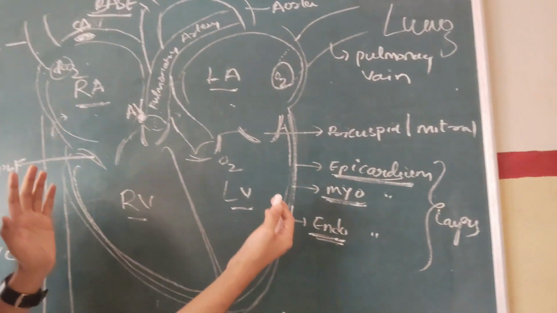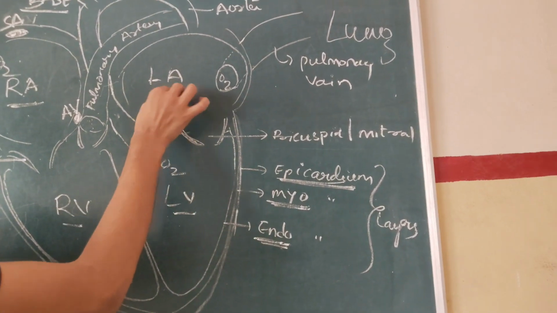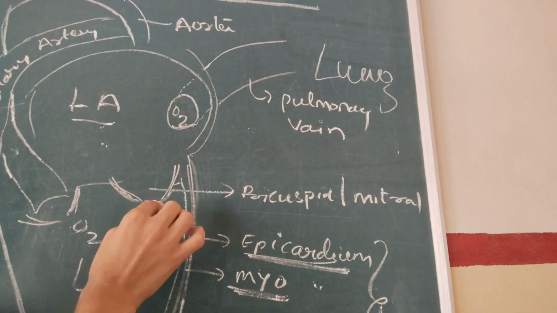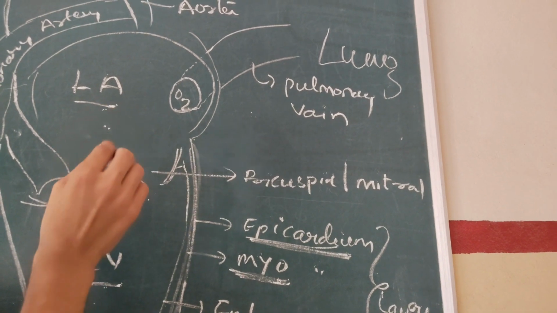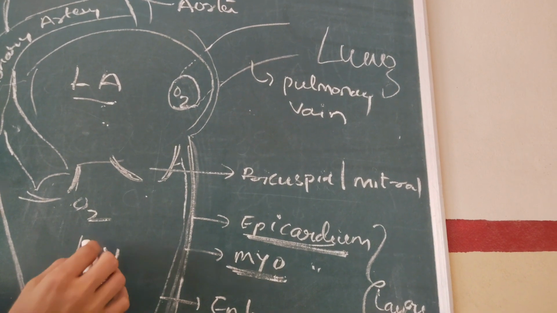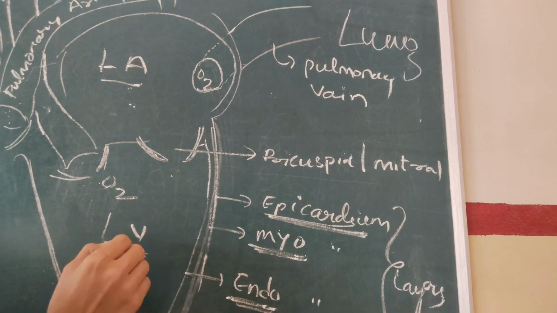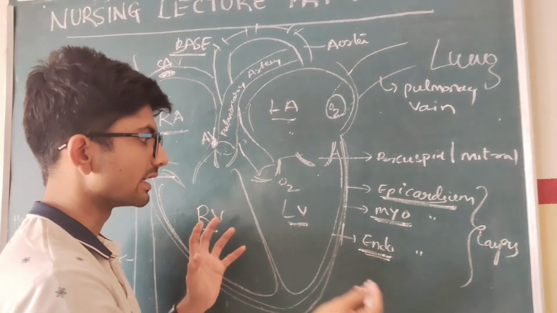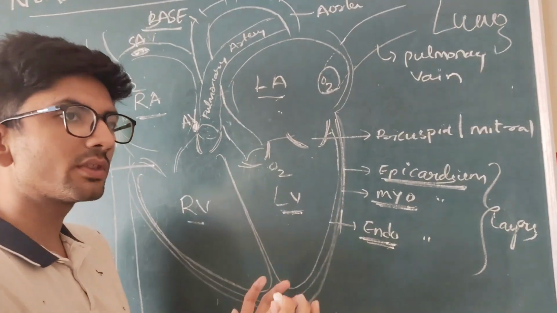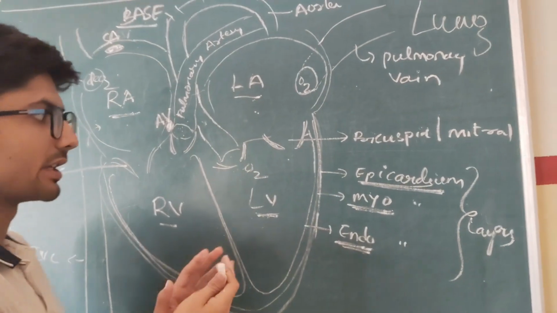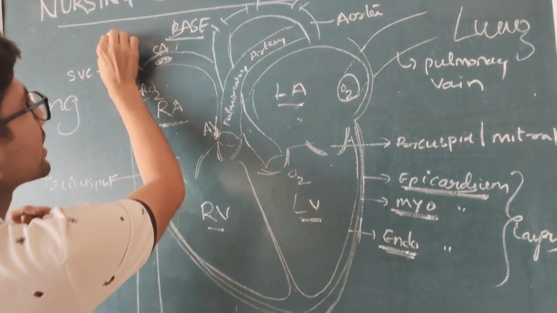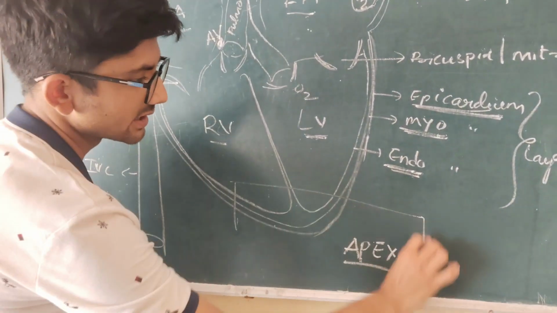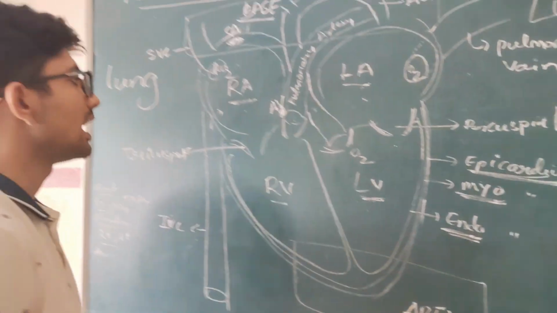Okay, now if we see the left side of the heart, we have the left atrium and the left ventricle, and they are connected by the bicuspid or mitral valve. The opening of the aorta is from the left ventricle, and it pumps the majority of the blood to the body. This gives oxygenated blood from the heart throughout the body. Now if you see the upper part, this is called the base of the heart, and this region is called the apex of the heart.